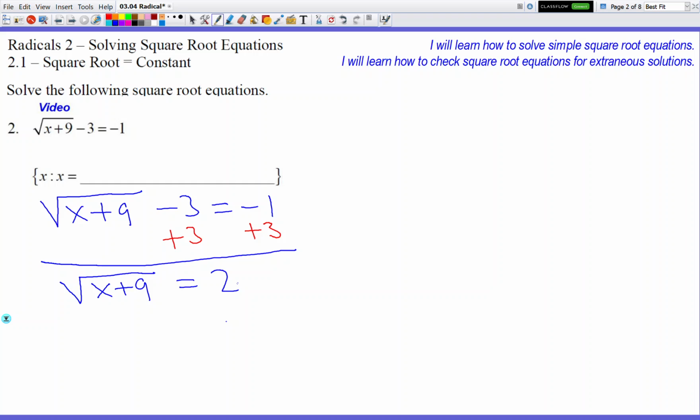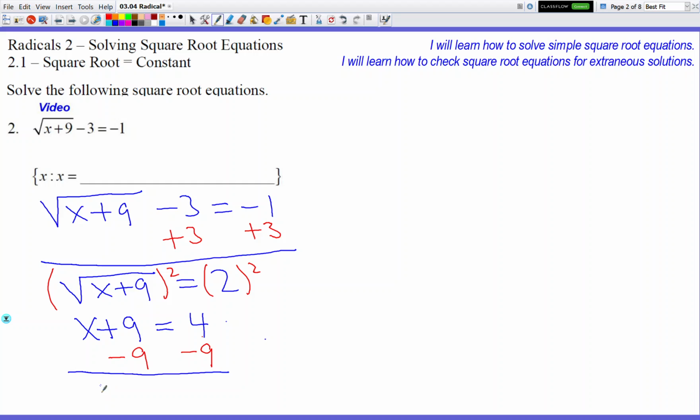Okay, then I want to get rid of my square root, and the only way to do that is to square both sides. So I get x plus 9 on the left equals 4. So finally, my 9 is no longer part of your square root, so I can subtract 9. Now you have permission to do it because 9 is outside the square root. Okay, you didn't have that permission earlier because it was inside the square root.